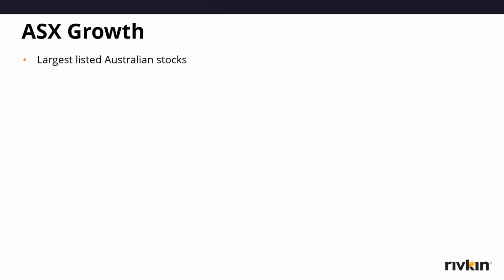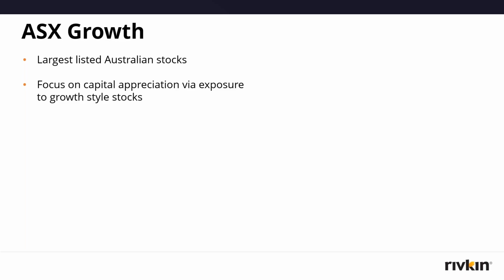Next, on to ASX Growth. So as I mentioned, this focuses on the largest 100 to 200 stocks listed in Australia. Really, the focus here is on capital appreciation because we do have exposure to smaller capitalization stocks compared with the top 20 largest listed stocks. So we are focusing on growth over the long run, and therefore a portfolio like this tends to have a higher level of volatility than, say, the ASX Income product.